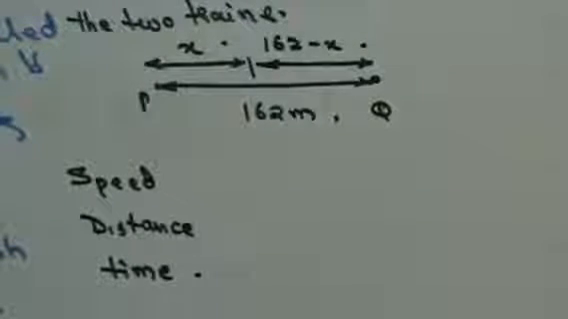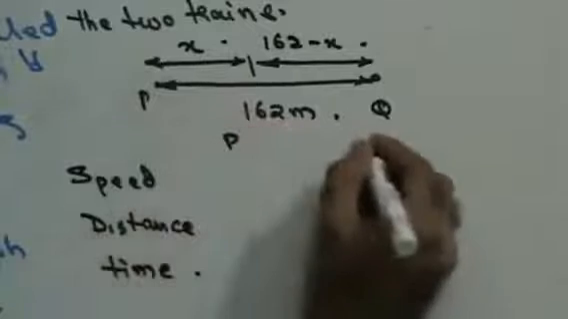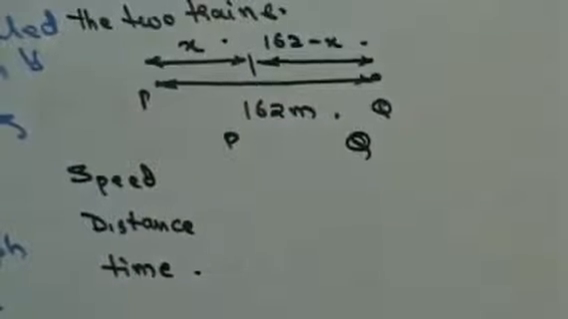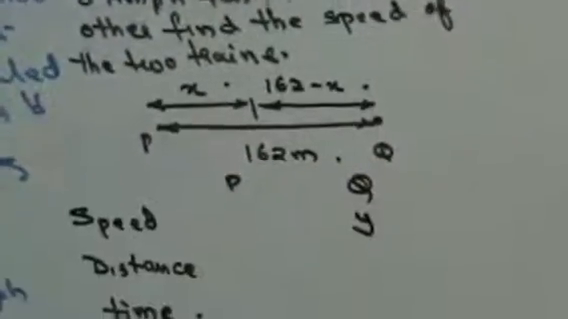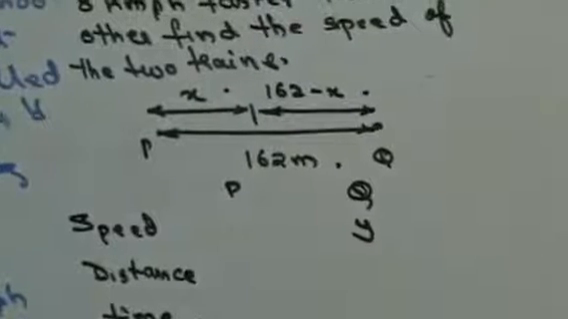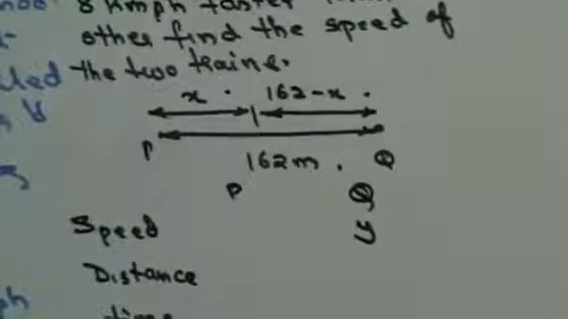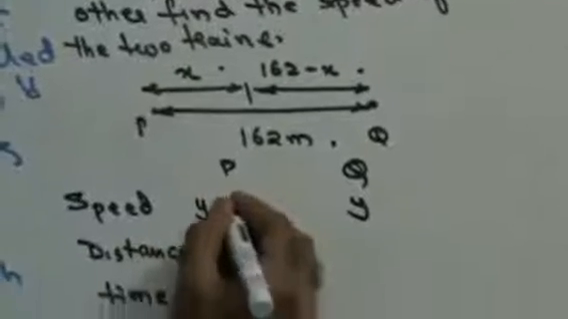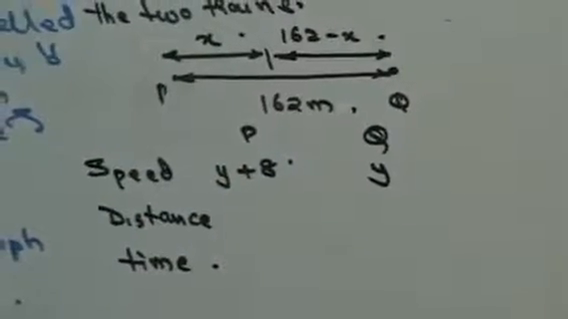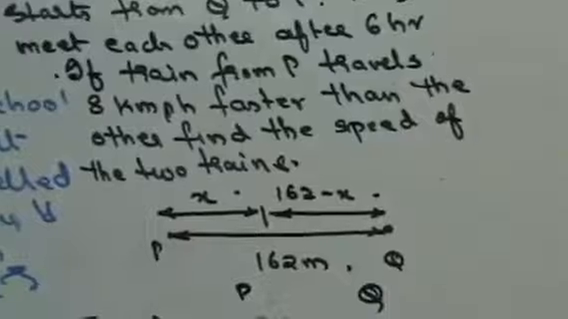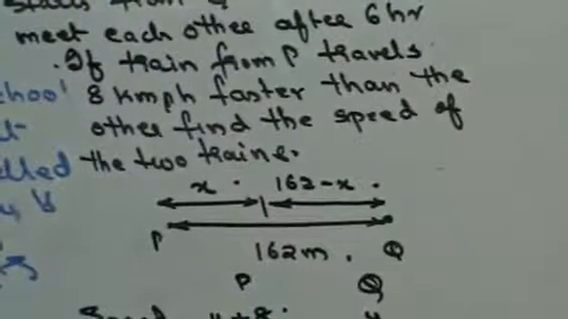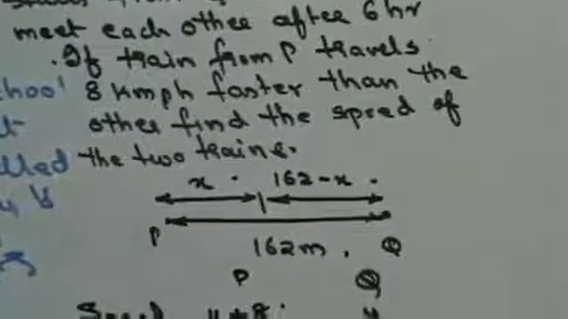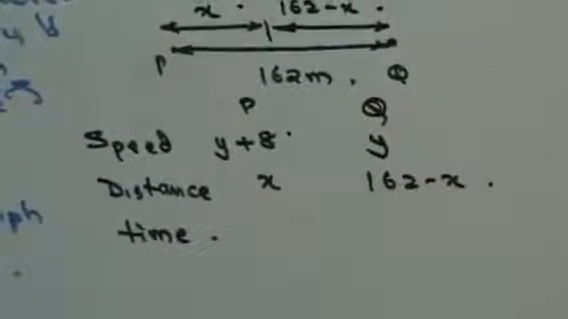Now let's assume that this is from P and from Q. If the train from P travels 8 kilometers per hour faster, let's assume that the speed of the train which has started from Q is y. In that case, the speed of the train which has started from P will be y plus 8, because they are saying that the train that starts from P travels 8 kilometers per hour faster, right? Distance: this is covering a distance of x. This is covering a distance of 162 minus x.